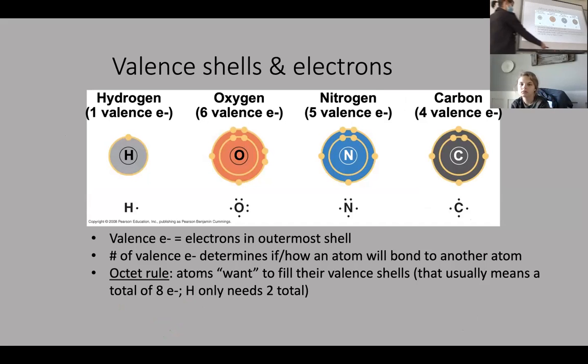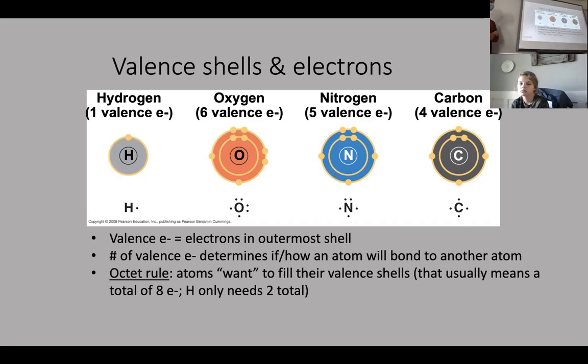So focusing on that outermost shell, the electrons in the outermost shell are referred to as the valence electrons. The number of valence electrons determines how or if an atom will bond to another atom.